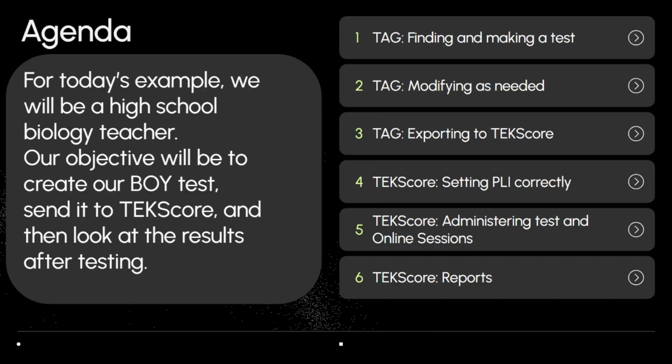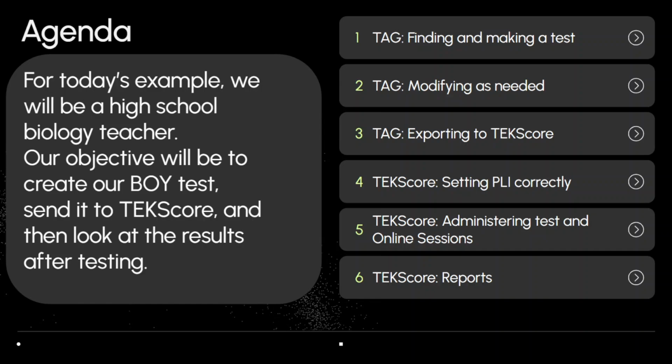So here's our agenda for today. Over on the right hand side, we're going to find and make a test. We're going to modify it as necessary, and then send it over to TEKScore. And then when we are in TEKScore, we are going to set our performance level indicators correctly so that we are getting STAAR-like data. Show you how to administer the test, set up online sessions, all that good stuff, and then actually how to get your data back in the form of reports.